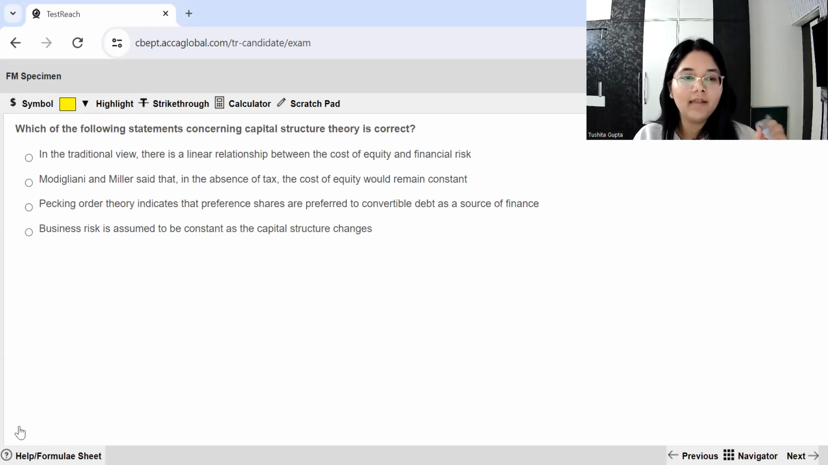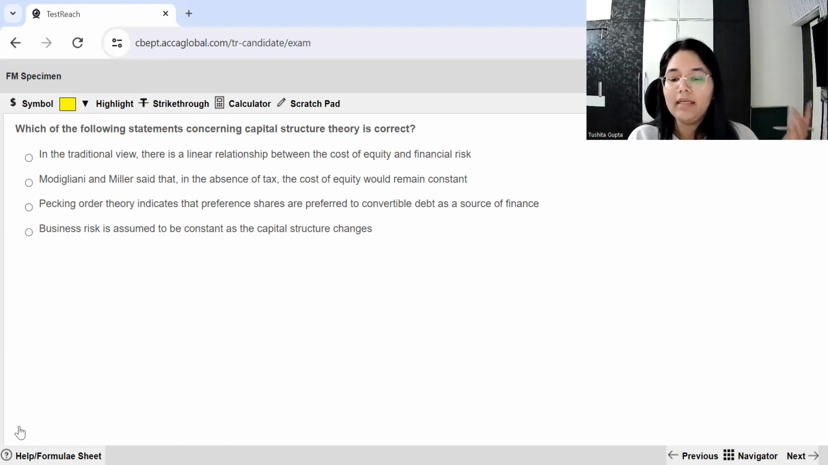Modigliani and Miller said that in the absence of tax, the cost of equity would remain constant. Now, a lot of you will get confused and think that this is correct, but this is not the case. When we talk about the M&M without tax theory, it is the cost of equity. So when your gearing rises, your cost of equity will also rise. But according to M&M without tax theory, there will be no effect on the weighted average cost of capital, because these two effects will compensate for each other. So in net, there will be no effect. The WACC is going to remain the same.